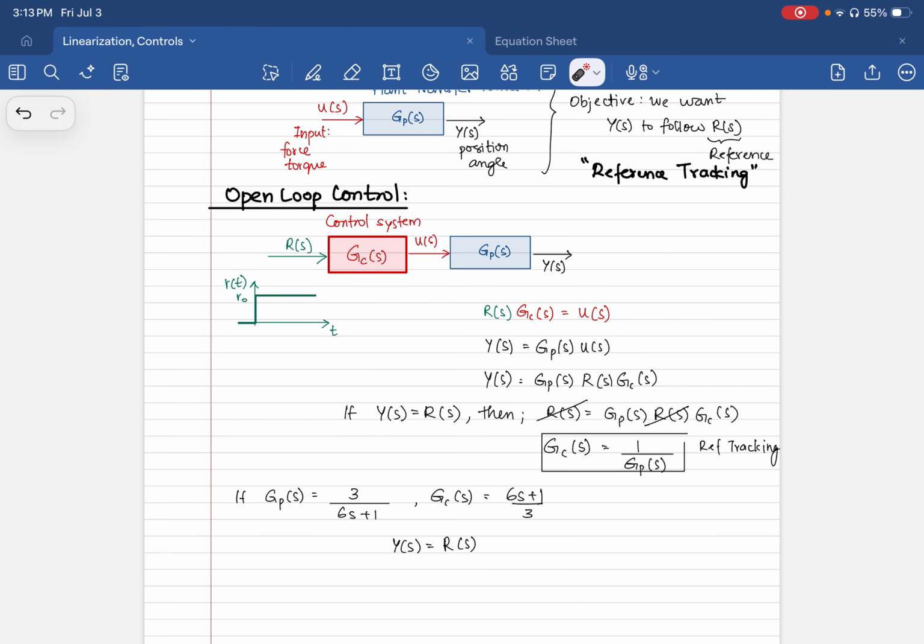So all of these things are possible in an open loop controller. If you define a control system purely as an inverse reciprocal of the plant, then those uncertainties in the plant model can cause you to have a Y of S that is different from R of S. Because life would be quite simple if we had exactly the plant model at all times. Now that is a very complicated task. We're not going to look into that.